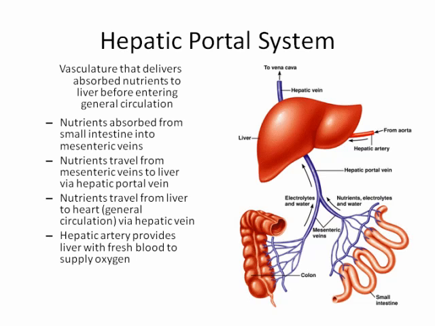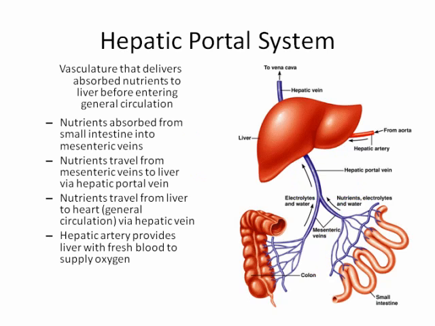So for the liver to get these materials from the GI tract, we have what's called the hepatic portal system. This is the vasculature that delivers these absorbed nutrients to the liver. So the nutrients absorbed from the small intestine enter into the mesenteric veins. These are what we see here, and travel from the mesenteric veins to the liver via the hepatic portal vein.